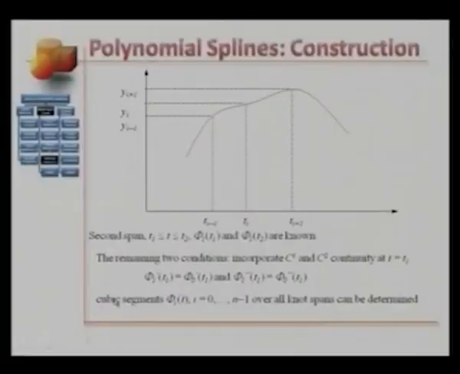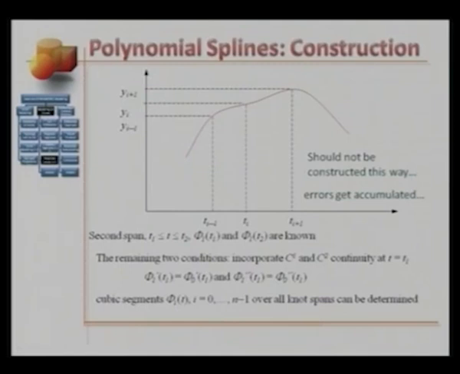So this is a summary of the construction procedure that I had just described on board. In a sense, cubic segments phi i, i going from 0 to n minus 1, over the entire knot span can be determined. But should the spline be constructed this way? Possibly not. Because if there are errors to start with from here, they keep on getting accumulated. They keep on getting added.